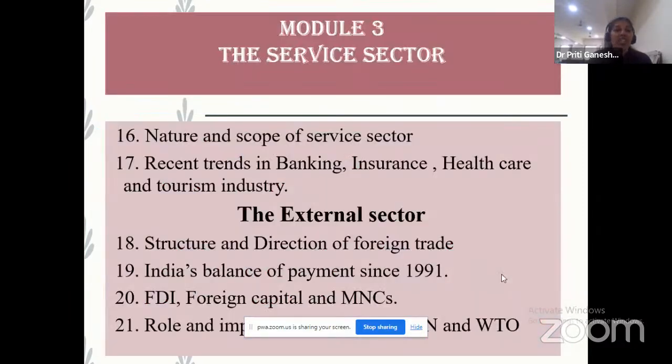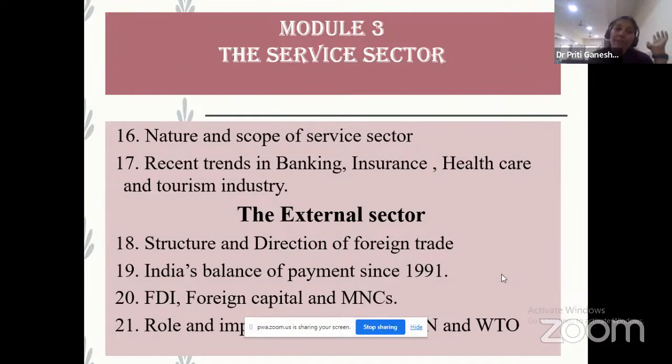Then there is module 3. Again I told you this is question number 4, 16 and 17 AB and 18, 19, 23 इसमें से आता है CD part. So it is up to you, but according to me just focus on 16 and 17. There are around 5 questions. Just read the 5 questions. Nature and scope of service sector, trends of banking, trends of insurance, trends of healthcare, trends of tourism. पांचों पे फोकस करो. आपको उसमें से 2 क्वेश्चंस आएंगे.